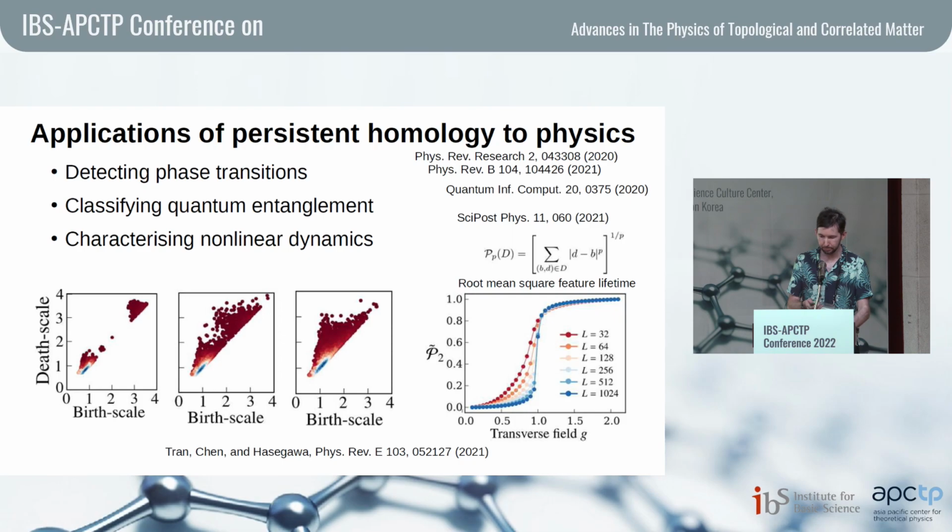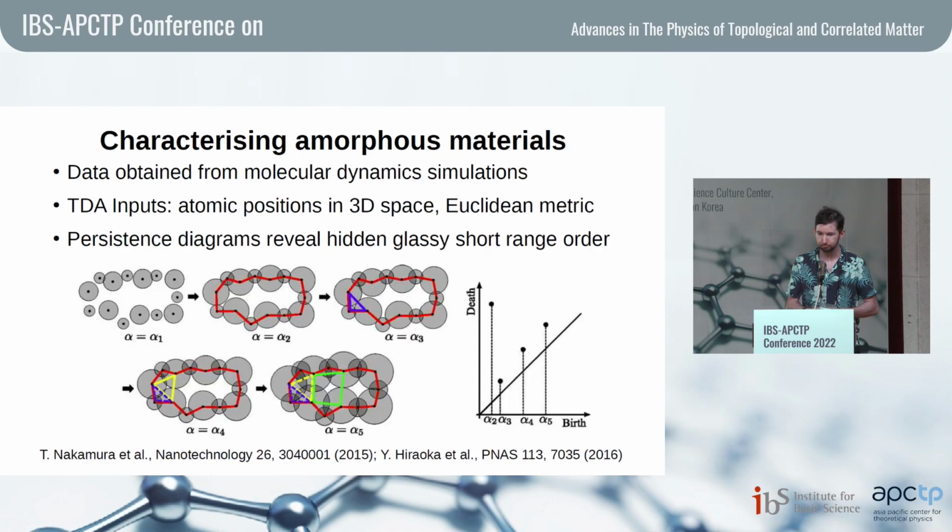I don't have time to go into all these different studies. I'll just focus on one early example of this approach, which was applied to characterizing amorphous materials. In this case, the input data used by persistent homology is simply the positions of atoms of your material obtained using molecular dynamics simulations. And then we're using this topological data analysis pipeline in order to characterize the shape of this three-dimensional crystalline structure.